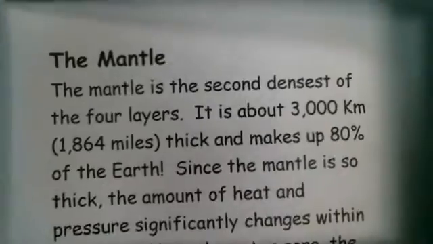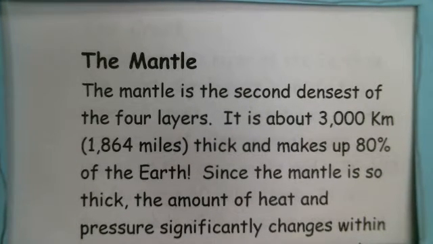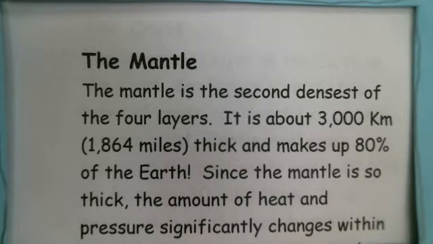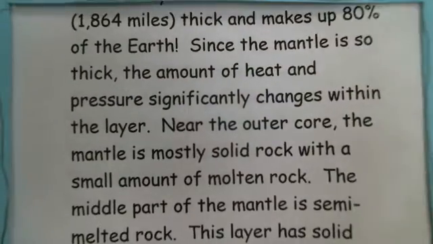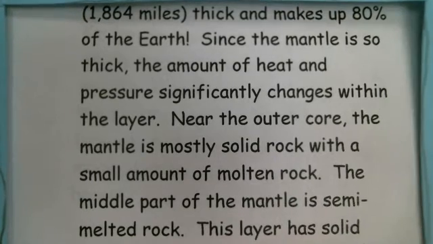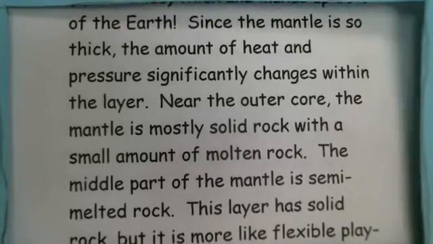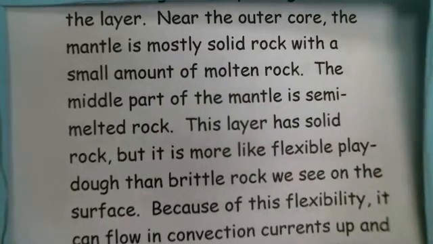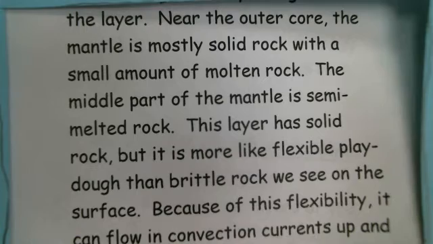The mantle. The mantle is the second densest of the four layers. It is about 3,000 kilometers, or 1,864 miles, thick, and it makes up 80% of the Earth. Since the mantle is so thick, the amount of heat and pressure significantly changes within the layer. Near the outer core, the mantle is mostly solid rock with a small amount of molten rock. The middle part of the mantle is semi-melted rock. This layer has solid rock, but it is more flexible. It is more like flexible Play-Doh than brittle rock that we see on the surface.